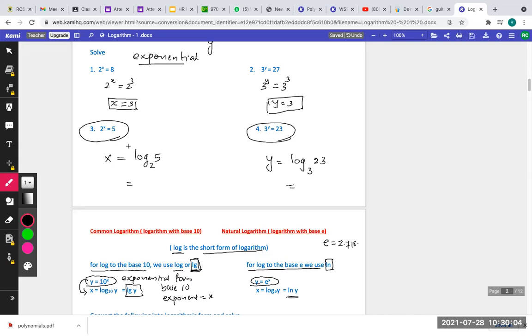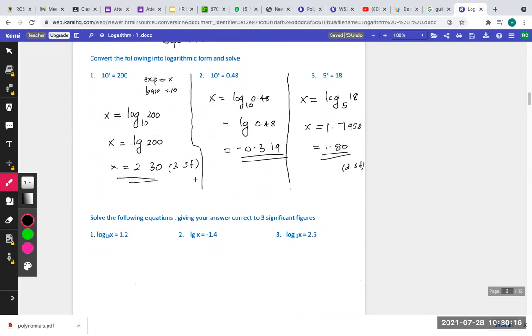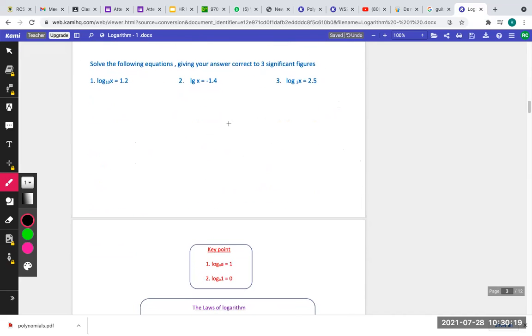And since in an exponential form, if the right side is not with the same base or cannot be written as the same base as the left side, you definitely need to apply log to find the answer, right? Okay, now this is the reverse of that. Solve the following equations, giving your answer correct to 3SF. What is given here? It's a logarithmic equation, right? All three are logarithmic equations.